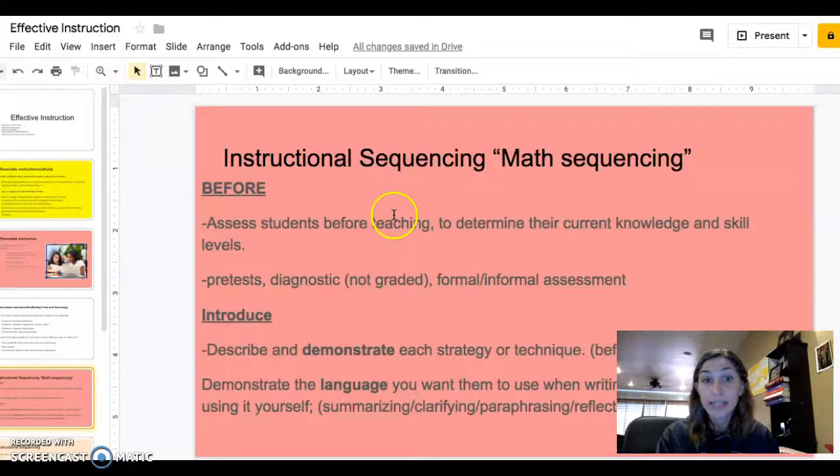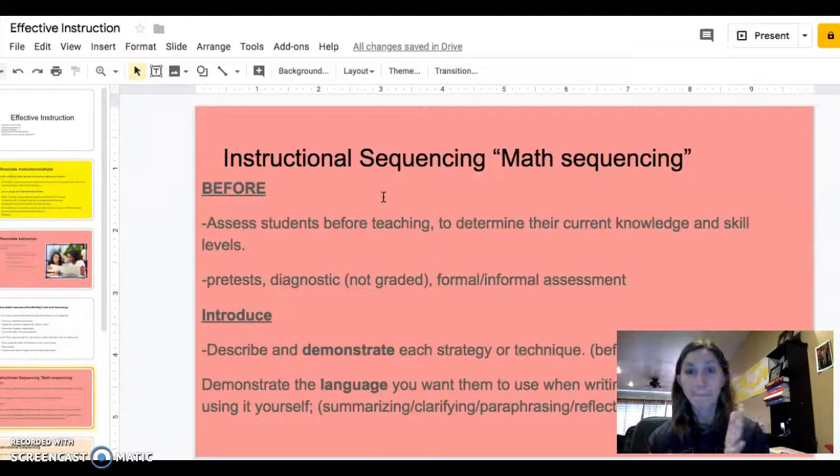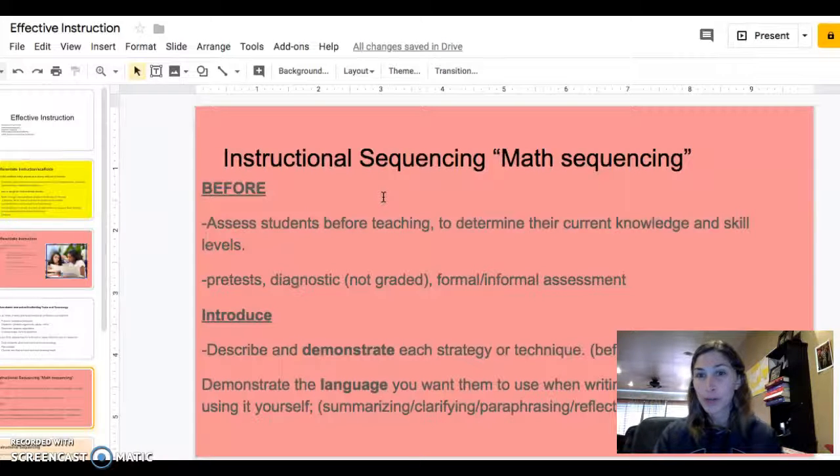So instructional sequencing. I'm first going to go over the instructional sequencing, and then I'm going to talk about math sequencing. So before typically you want to introduce a lesson, you want to determine the student's current knowledge and skill level. So you can do this through pre-tests, diagnostics. You don't even need to grade them. Just turn it in, see what they know, even close assessments, or through formal or informal assessments.